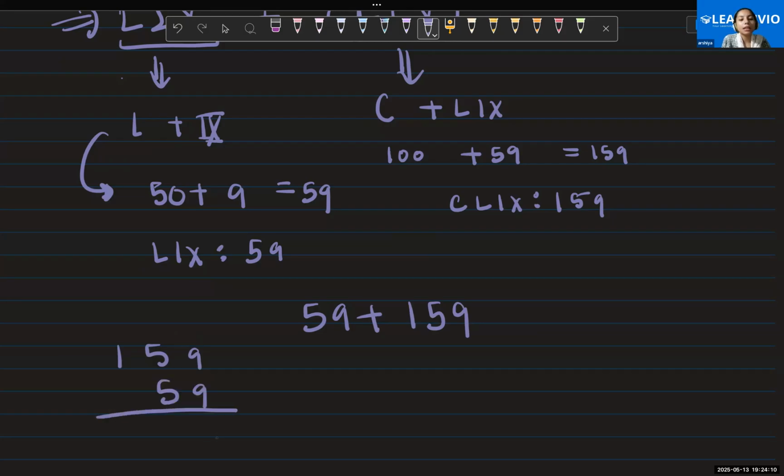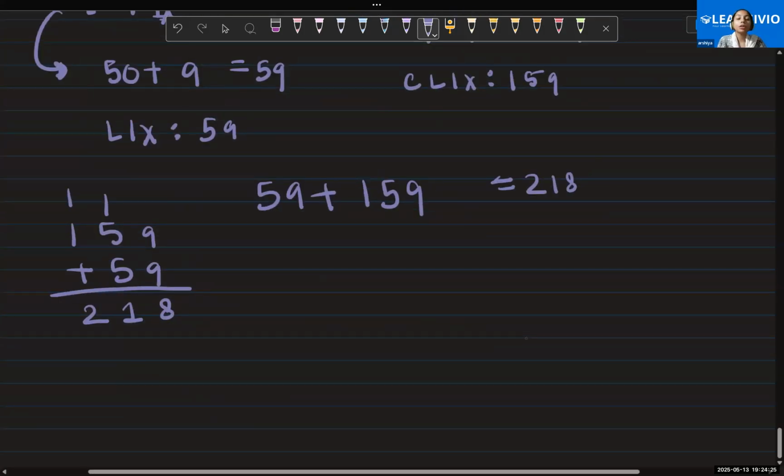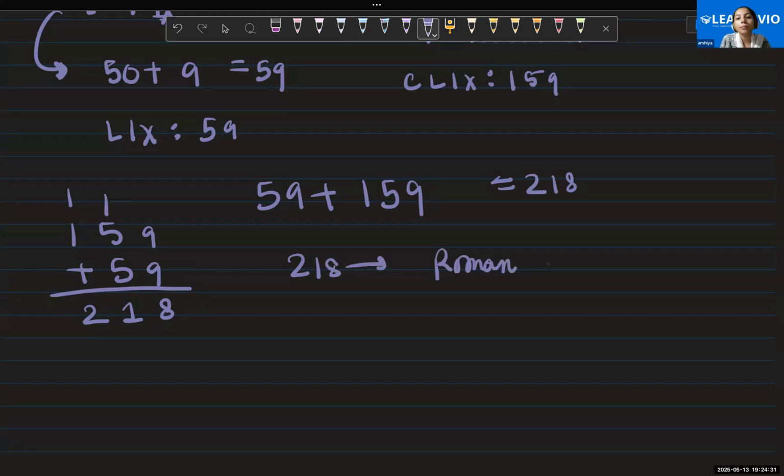9 plus 9 is 18. 1 will be the balance. 5 plus 5 is 10. Plus 1 will be 11. And here it's 2. Okay, so our answer is 218. Now the last step will be to convert 218 into Roman form, into a Roman number.